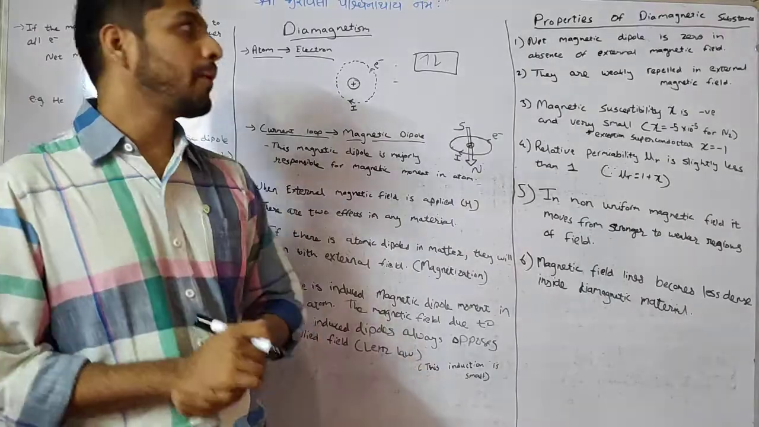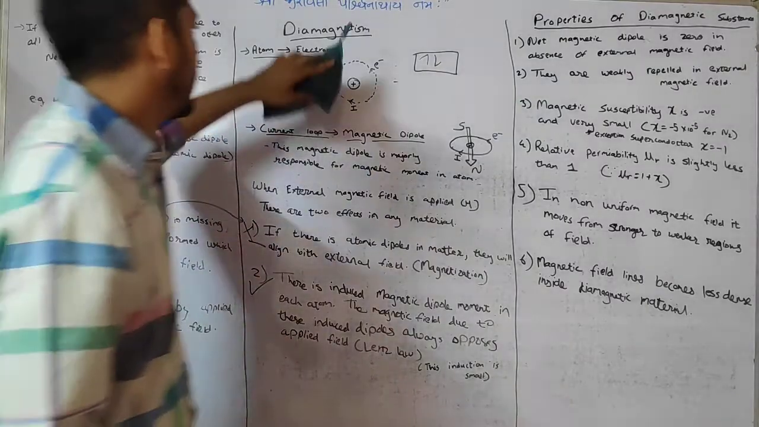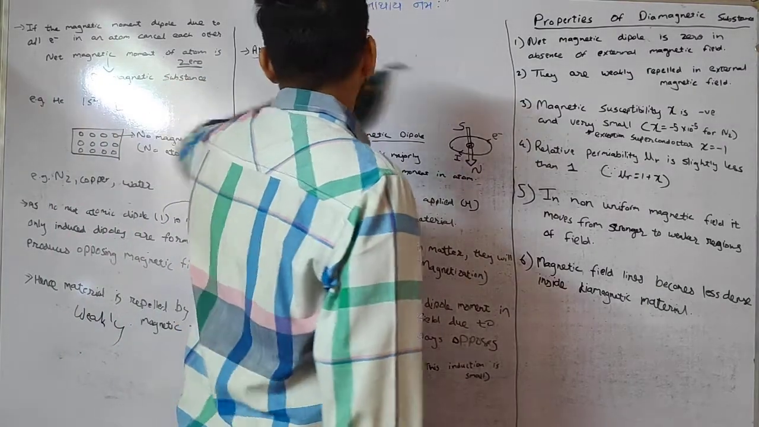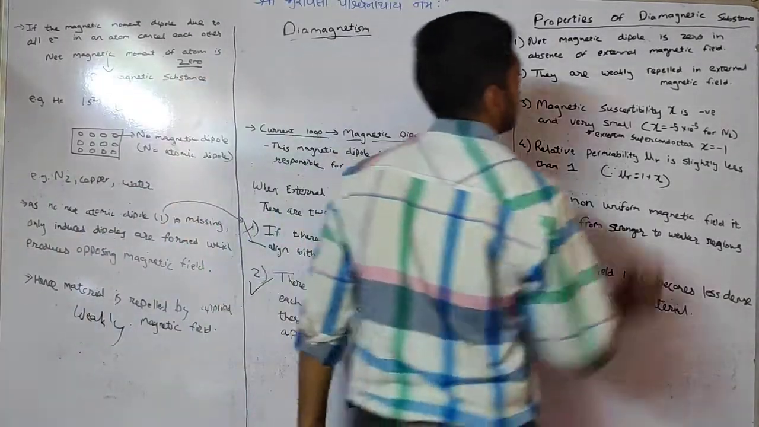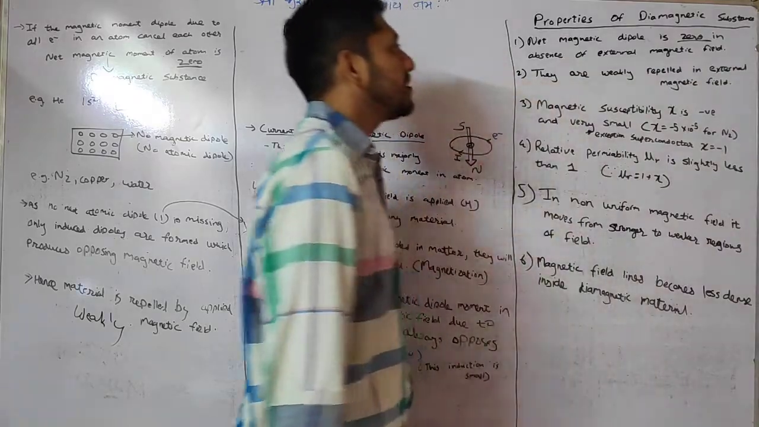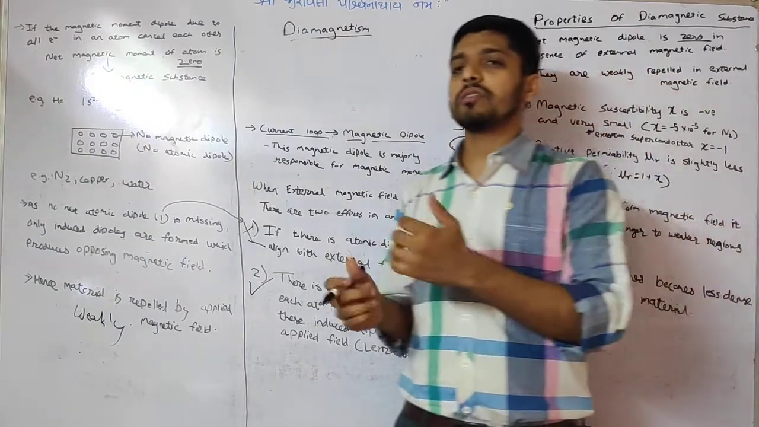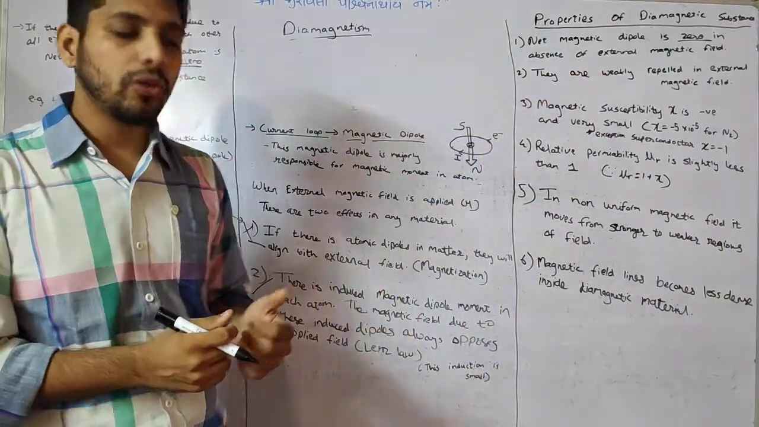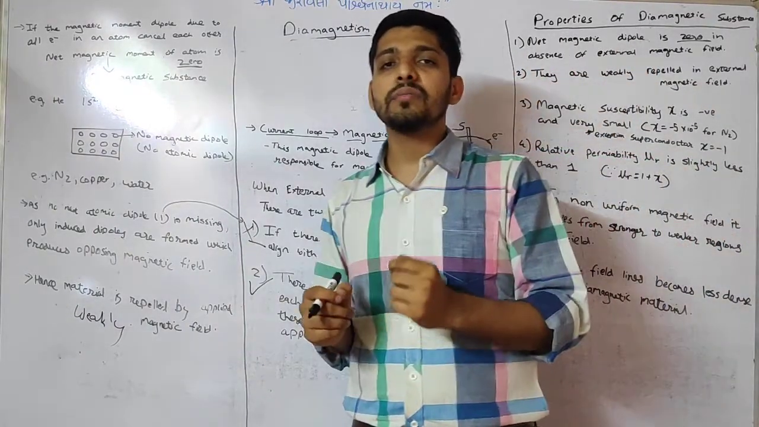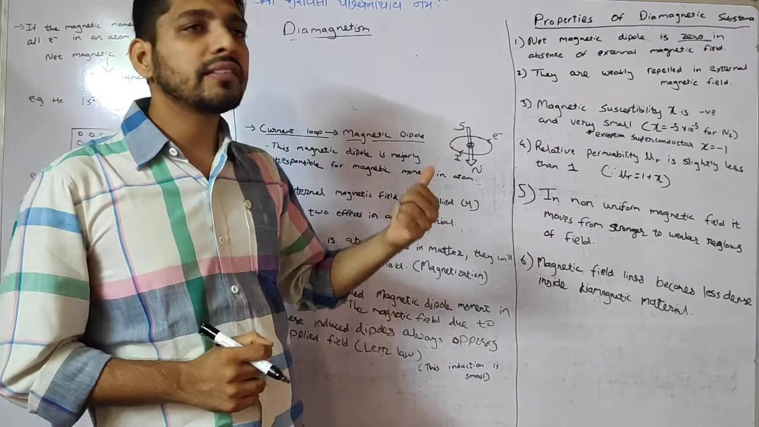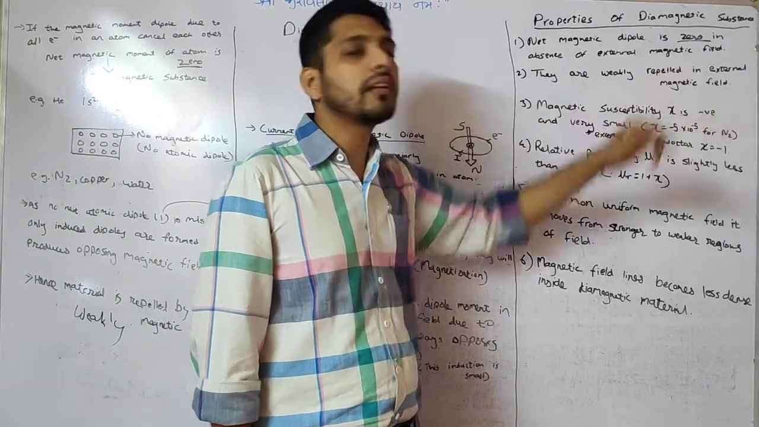Now if we look at the properties of a diamagnetic substance, I'll rub out this much part as I need to explain something during the properties. First, the net magnetic dipole is 0 in the absence of an external field. We know that in the absence of an external field, all the electrons cancel out the effect of each other's magnetic dipole. So in the end, the net atomic dipole of any substance in diamagnetism is equal to 0.